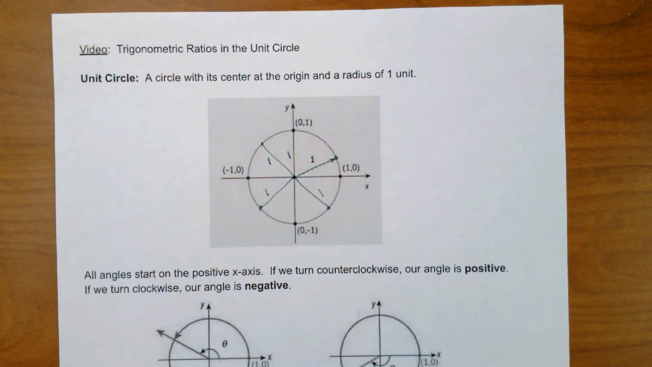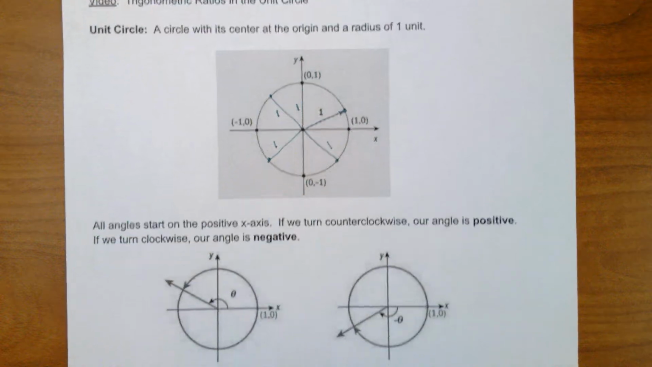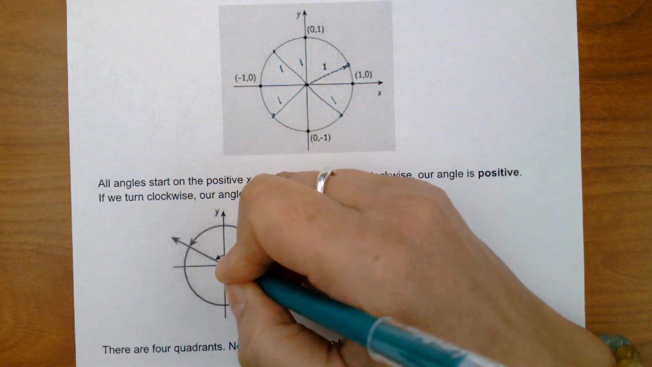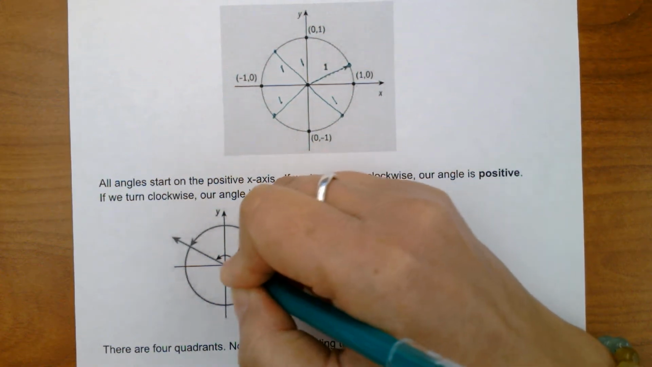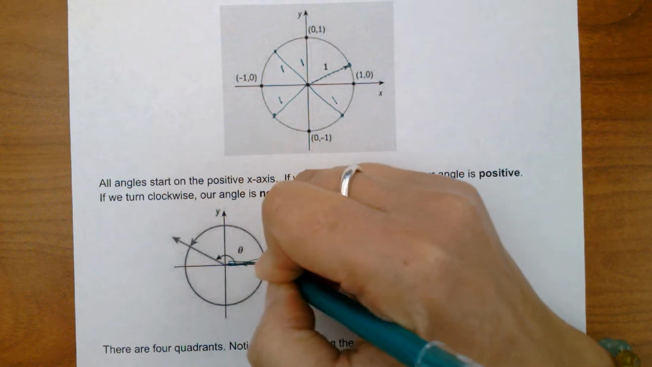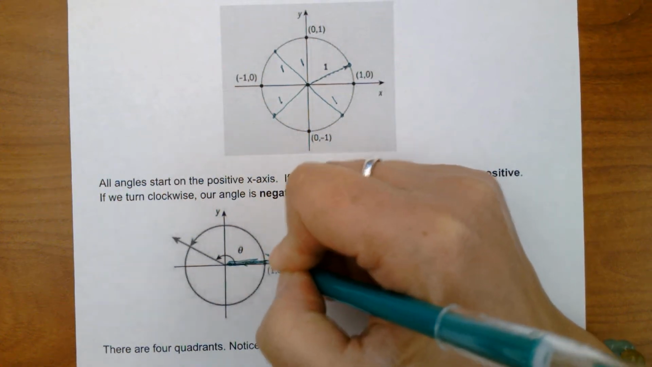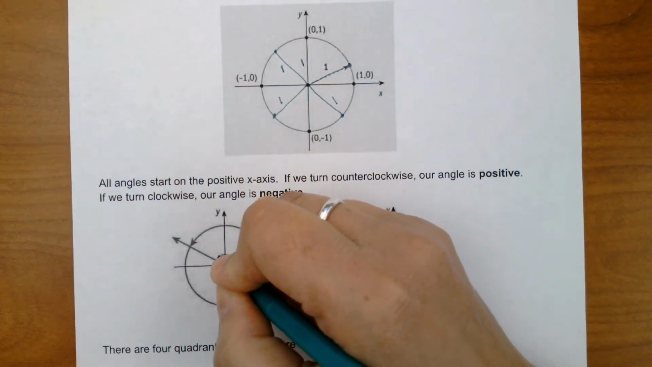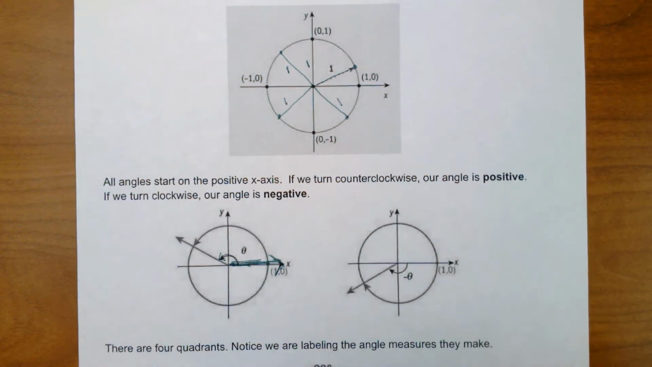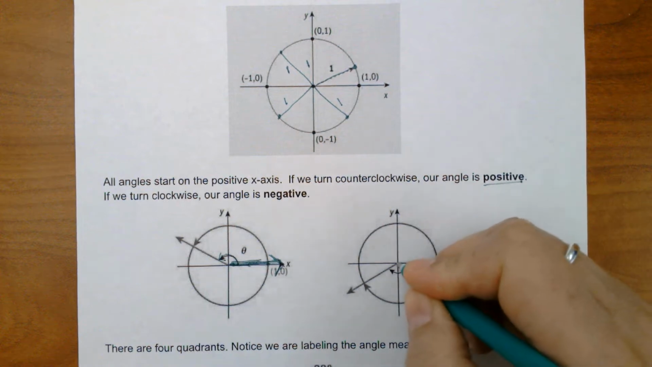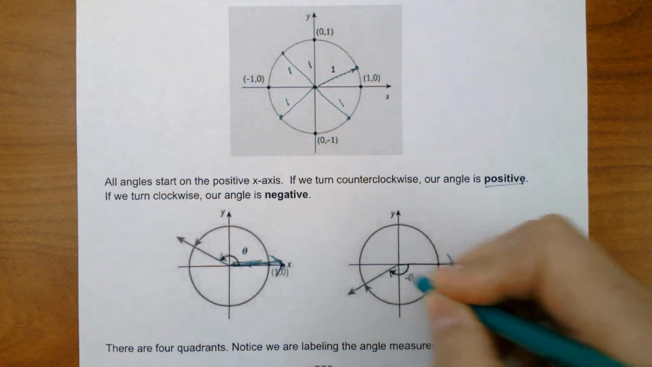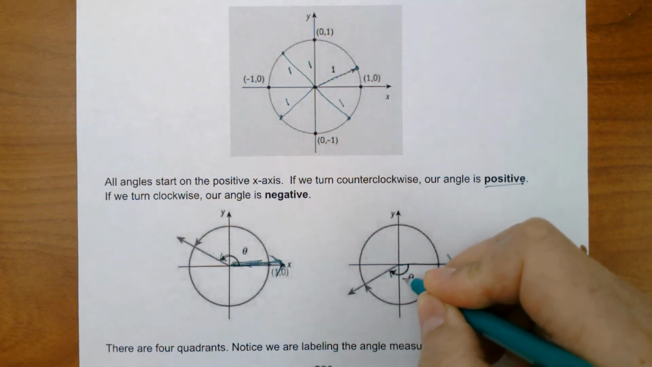Okay, let's look at how we read a unit circle's angles. So all angles start on the positive x-axis. So all of them start on this x-axis right here. Let's sketch that in. This is the positive x-axis right here. This is where they all start. So if we turn counterclockwise this way, then they're going to be positive angles. If we turn clockwise, so we start at this positive x-axis right here, and we go clockwise, they're going to be negative angles. That's supposed to be a negative right there.